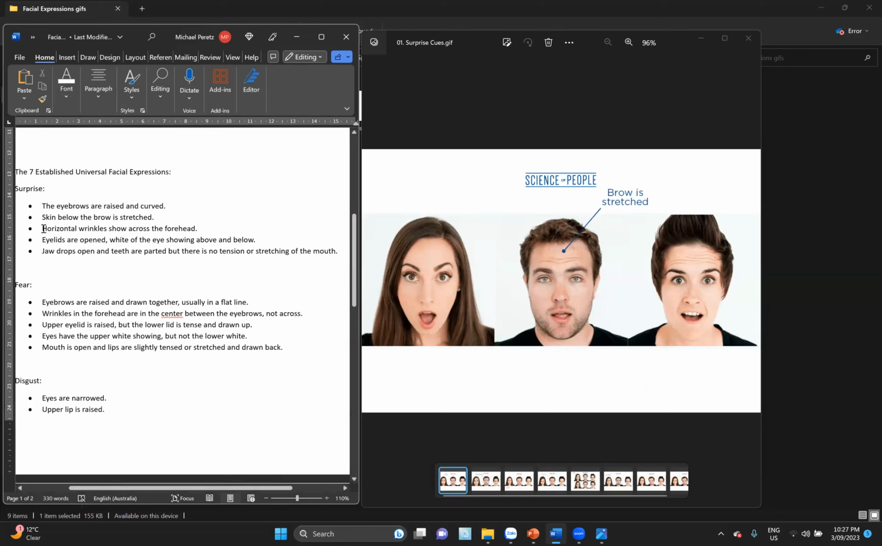So next, however, now we are, the horizontal wrinkles will show across the forehead. I think this also kind of plays into how old these models are, because this first girl here has absolutely no wrinkles. This guy is starting to get some. And this chick on the end here is just all wrinkles. But we see there right at the top of the forehead, the brow is stretched, and the skin on the forehead just above the eyebrows is wrinkled.